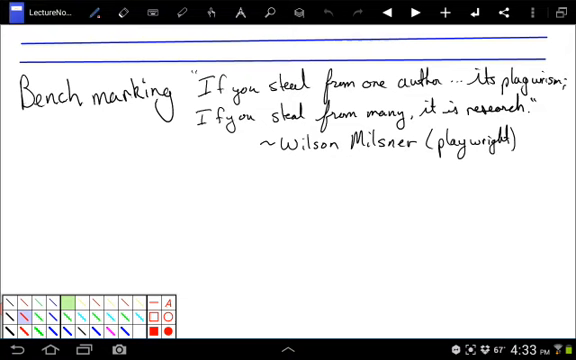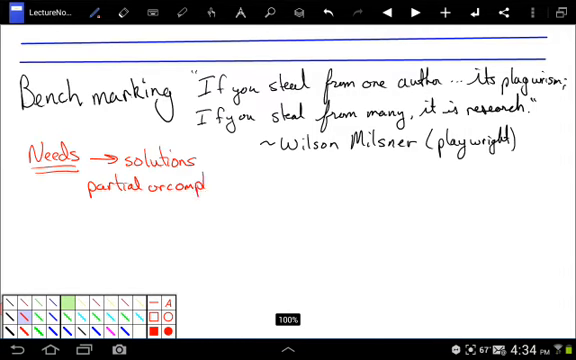Okay, so let's start talking about benchmarking. So far we've characterized our needs, right? Perhaps we've done some surveys, we've interviewed people. Now what we're going to do is we're going to see what solutions exist, partial or complete, right?